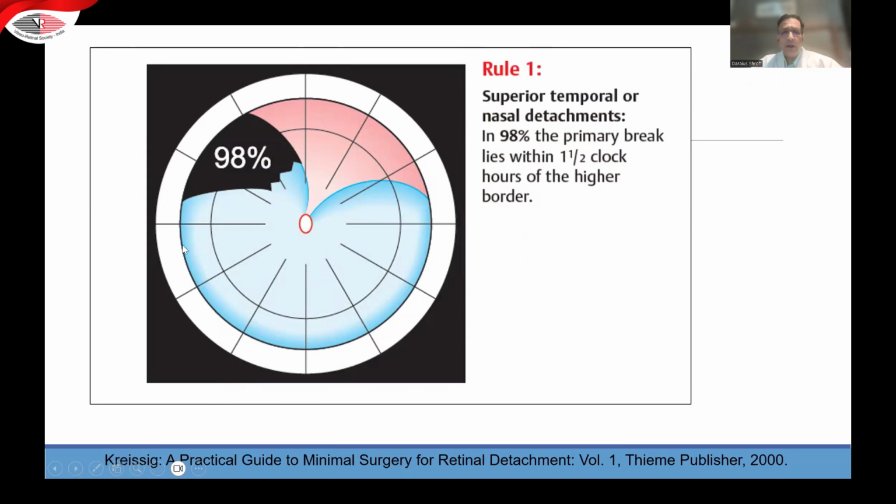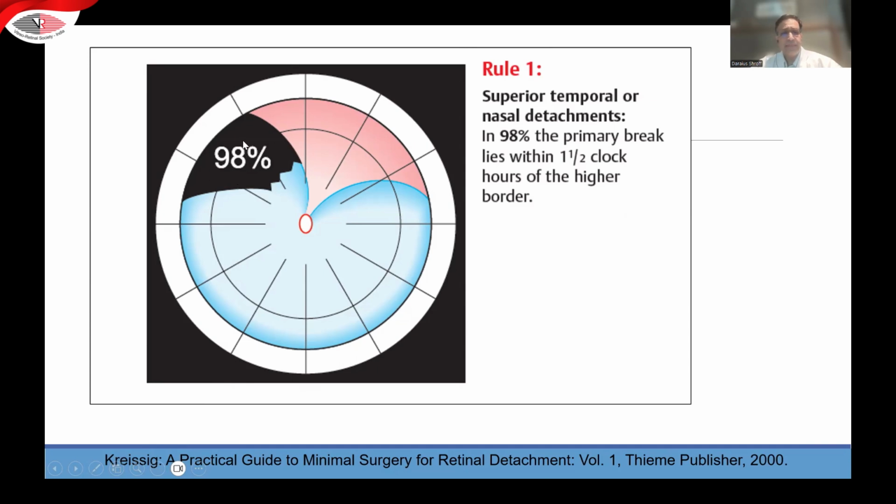So now when you find a RD in this configuration, it can be higher nasally or temporally. Basically it is a superior temporal or nasal detachment. So now 98% chances are that the primary break will be within 1.5 clock hours of the higher border. So first, most important thing is look for the borders. Where are the borders of the detachment? Second thing is look where are the borders higher. And then you'll find that maybe one break or maybe two will be found in the higher border.